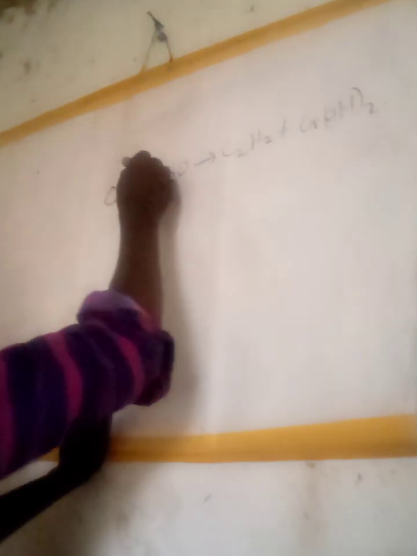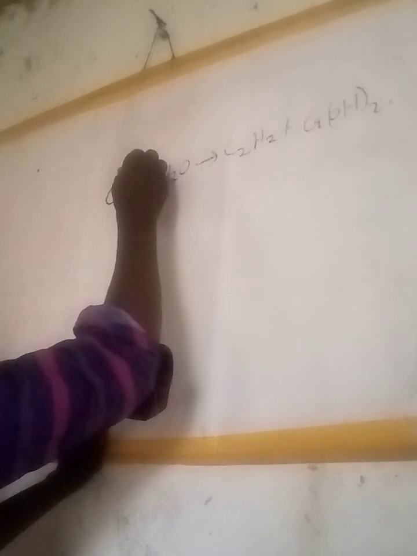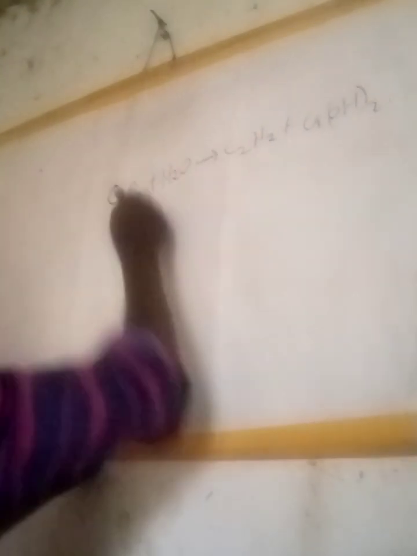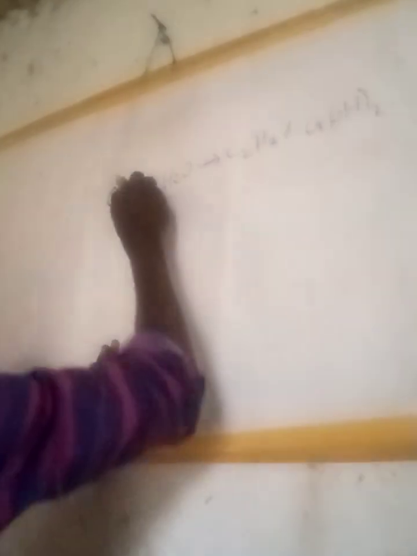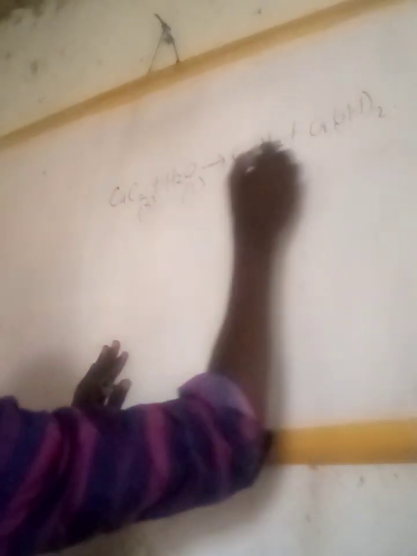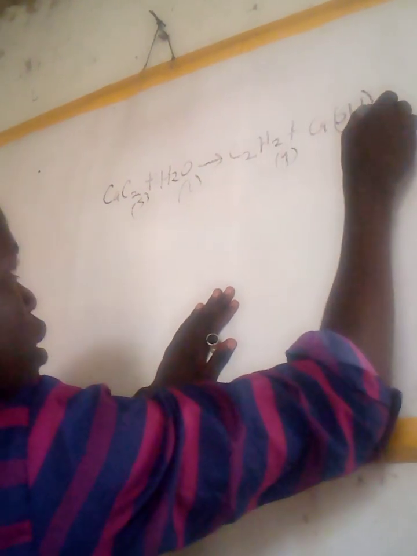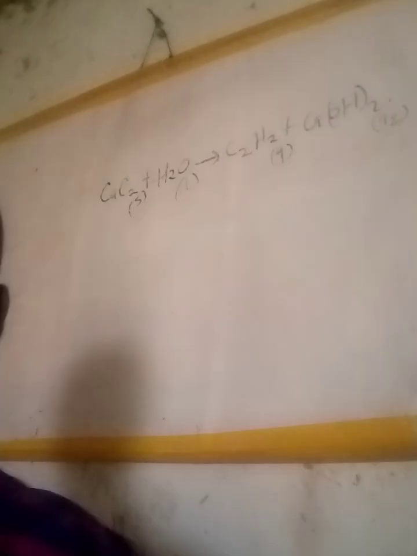Ensure that the equation is balanced, and then the state symbols must be there also. State symbols are very important for your case. So calcium carbide is solid. This one is liquid. Ethyne is a gas. Then this one you see is aqueous. So that is the first equation or first question.